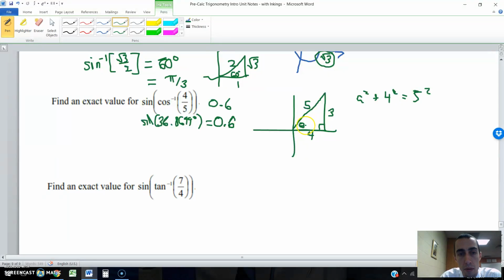At the beginning of the problem, you did the cosine inverse of 4/5, and so it gave you an output of an angle, which is this angle right here. So essentially then we're asking, what is the sine of that angle? Well, the sine was going to be opposite over hypotenuse. 3/5, which has a decimal, equals 0.6.